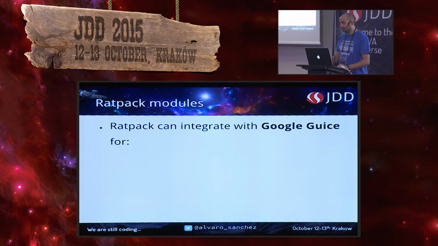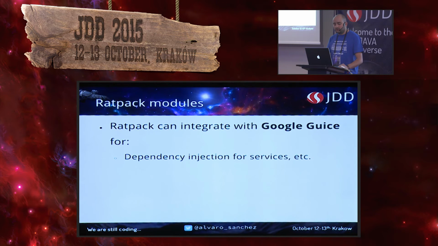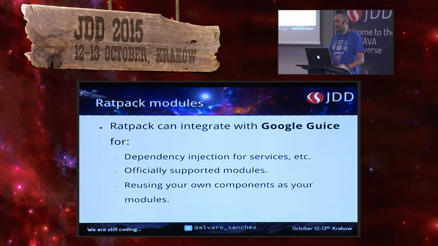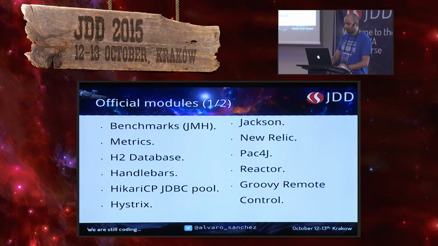So for that purpose, you can use Google Guice. There is an integration with it by default. So you can use it for dependency injection of your services or repositories or whatever. You can use officially supported modules, or you can package your own components into modules and then inject them into Ratpack. So this is the list of the supported modules, the official modules in Ratpack. You have things like, for instance, metrics or H2 database, or, I don't know, Pac4j for authentication, Jackson for JSON rendering.